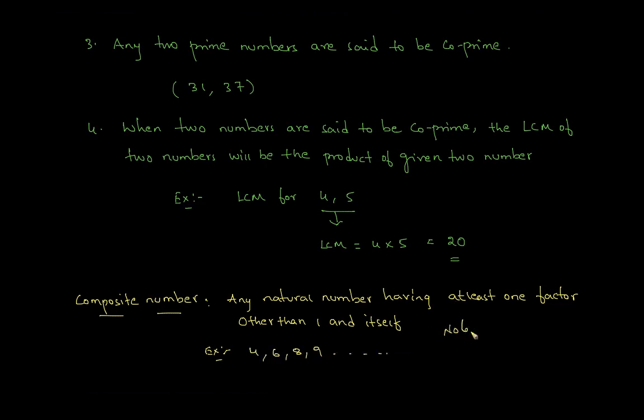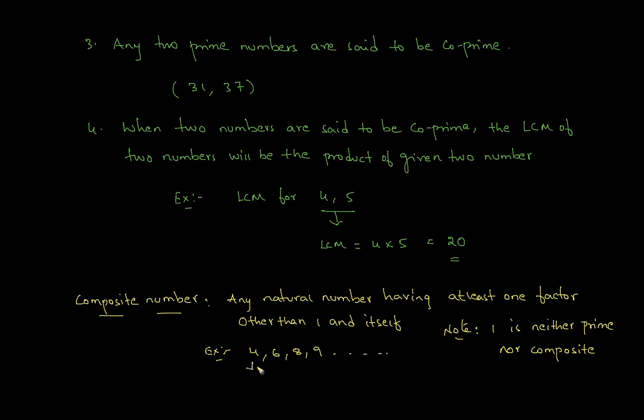And you need to note that 1 is neither prime nor composite. Why? Because 1 is a factor of each number. That is the reason 1 is neither composite nor prime. So the lowest composite number is 4, not 1. Most people make the mistake of writing 1 as the lowest composite number. So 1 is neither prime nor composite.